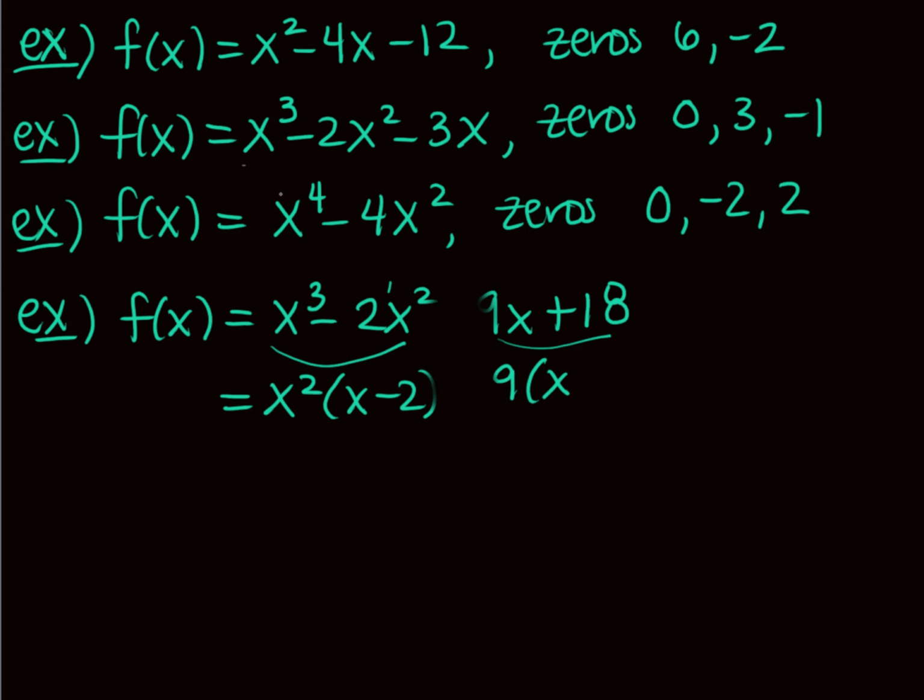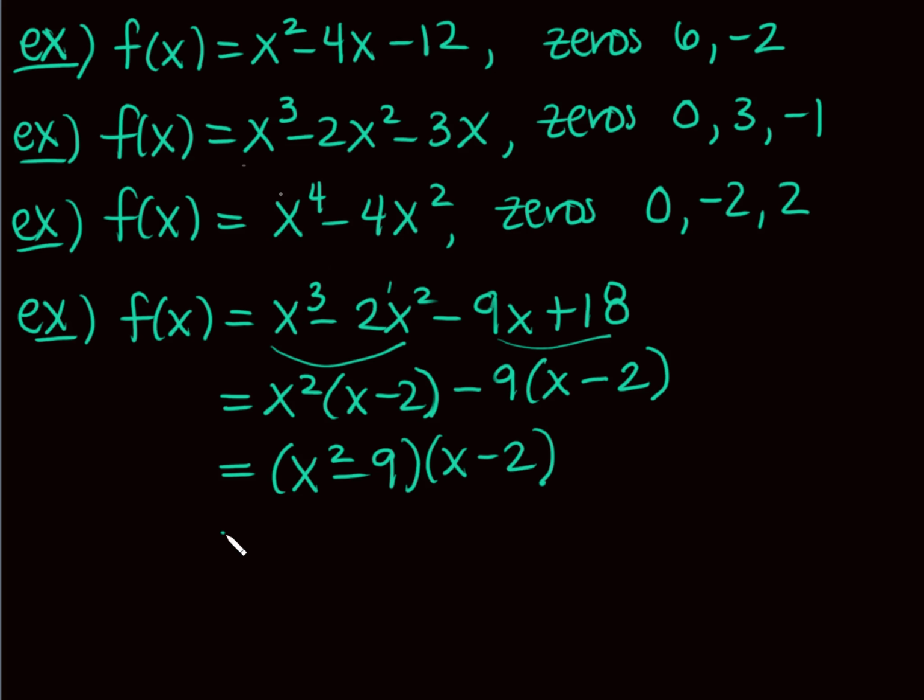That's not, there we go. That's better. Minus 9. I'm going to take out a negative 9 so that when I take that out of the 18, I get minus 2. So this one's kind of cool because we get x squared minus 9 then. If I take that x minus 2 out, I just get x minus 2. And then x squared minus 9 is x minus 3 times x plus 3.